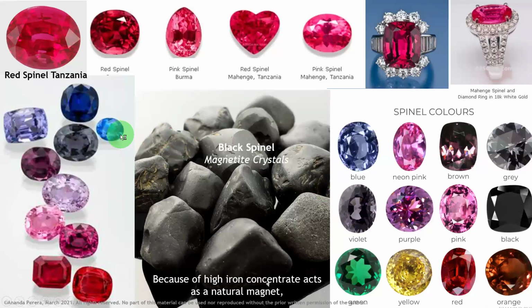Here, red spinel from Tanzania. Tanzania is very famous for bright spinels. This is also red spinel. Red spinel is confused with the ruby. This is Burma pink spinel. Red spinel from Tanzania, Mahenge town. Country is Tanzania, Mahenge is the city. These are the spinel jewelry. Mahenge spinel and diamond ring with 18 karat white gold. See the beautiful.